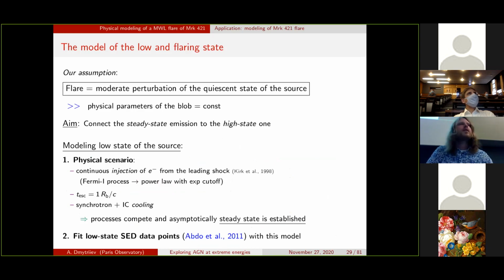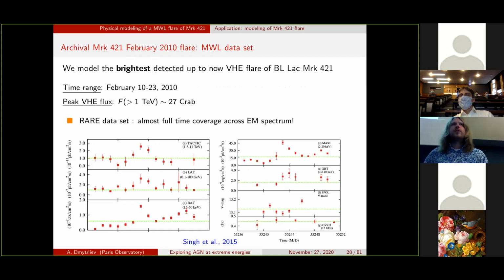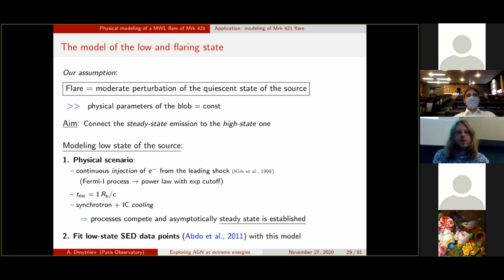So we make a strong assumption in our model to model flares. We assume that the flare is only a moderate perturbation of the quiescent state, so that the physical parameters of the emitting region are not changing during the evolution. So the emitting region is not compressing and the magnetic field is not varying. And what justifies this assumption? For instance, you can see that for most light curves, the post-flare flux is more or less consistent with the pre-flare, so that your flux returns back to the initial value. So that's why we treat it as a perturbation.